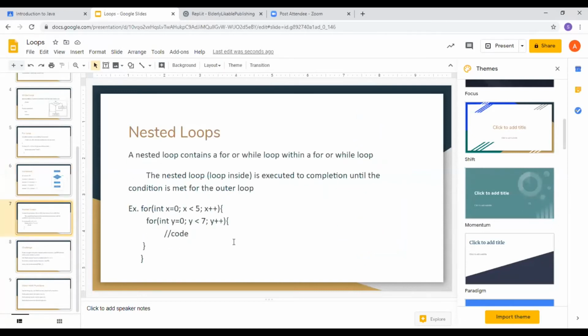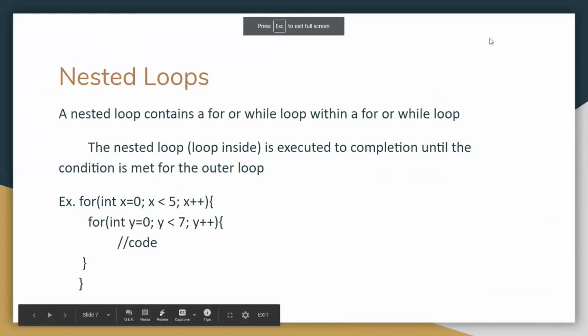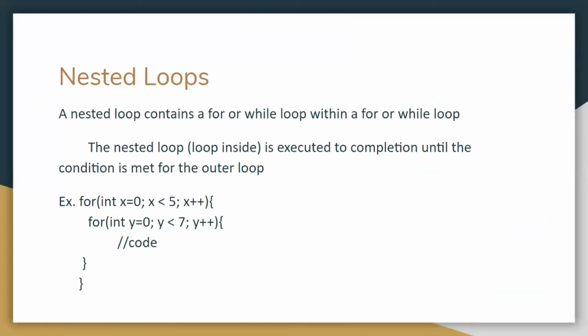Okay, so to test your knowledge about how loops work, can anyone tell me how many times the coding side would be run if I have this following nested loop code? Yeah, 35 would be correct.